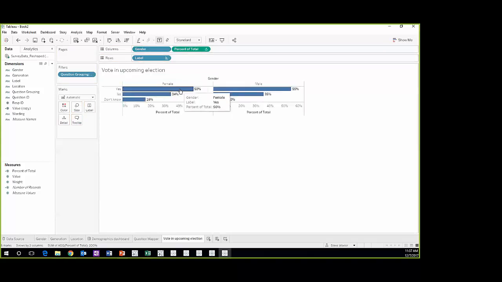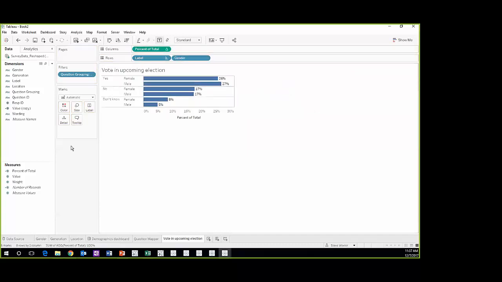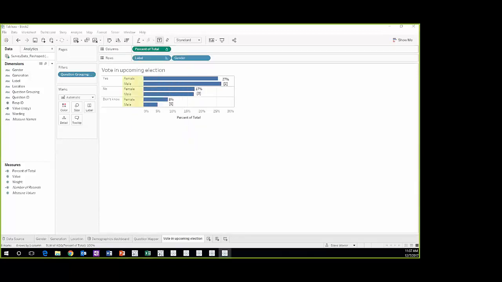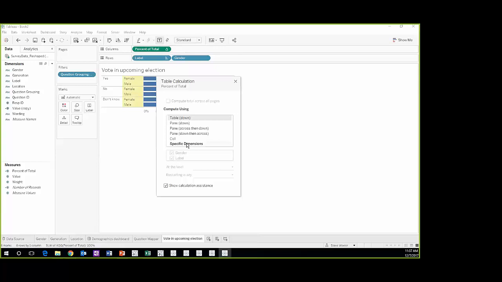Well, that's right, 50% of women versus 55% of men, but if I put it over here, well, that's totally screwed up. And that's because of compute using, and I'm hoping to shed some light on something which a lot of people have problems with, and I certainly struggled with, which is, it's computing using the whole table. I just need to do it among the male responses and the female responses. So what I'm going to do is go to edit the table calculation. I want you to see what's in here. And I'm going to say by specific dimensions. And what I want to do is turn off gender.